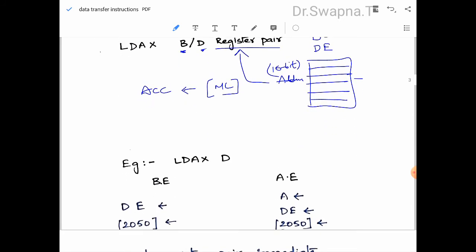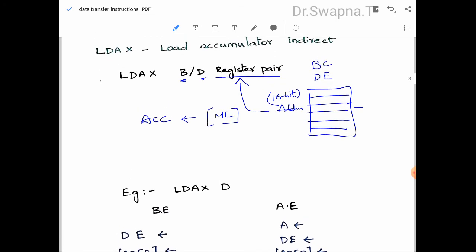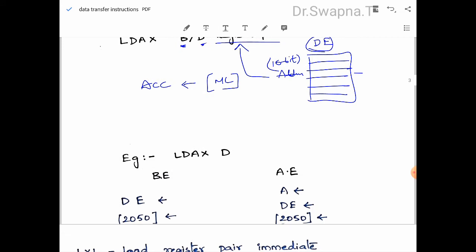Yeah, let's understand with an example. LDA x D. As I told you, X always indicates the register pair. So D is not alone here. D register is nothing but D and E. As written here, D is the DE pair. So LDA x D.